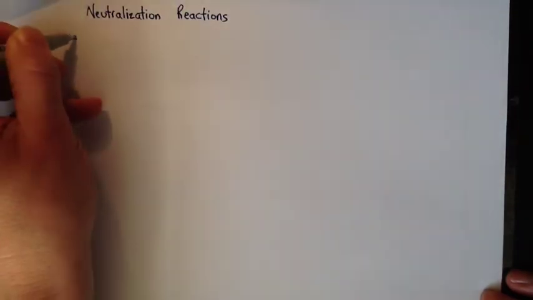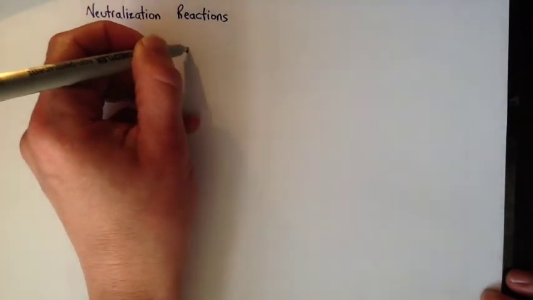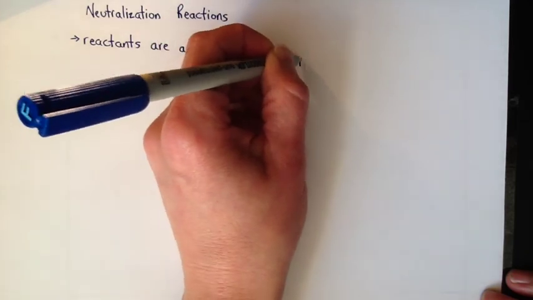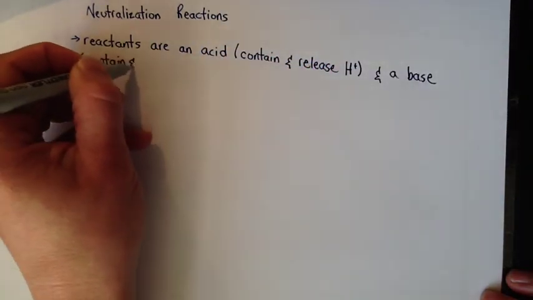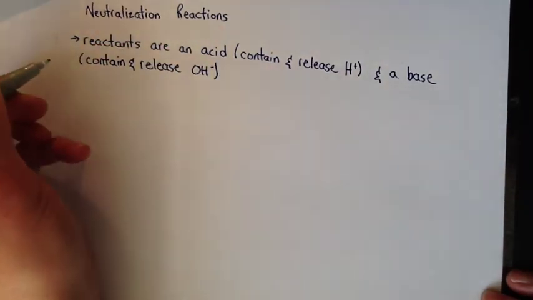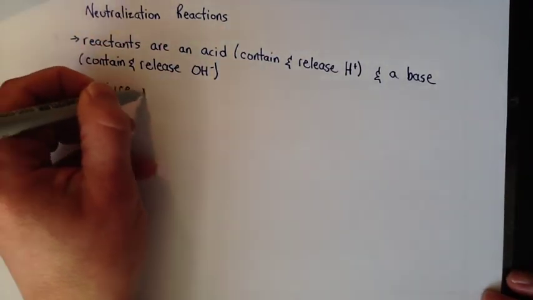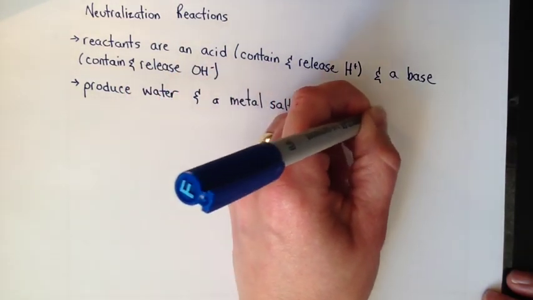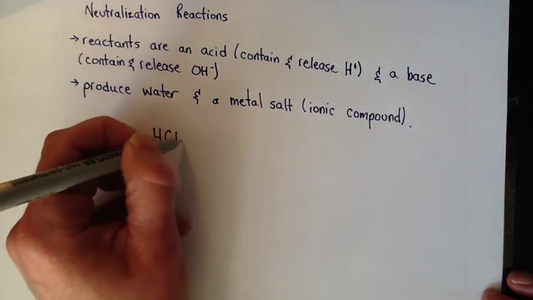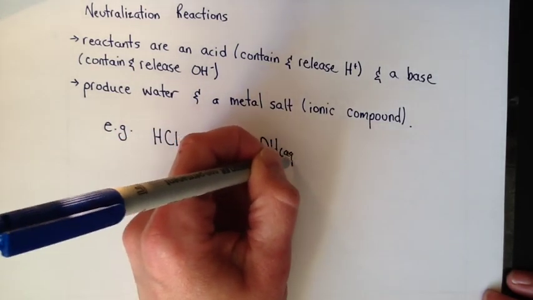The second type of double displacement reaction is known as a neutralization reaction. In this case, the reactants are an acid, which is something that will release hydrogen ions in solution, and a base, which will release a hydroxide ion. The products of a neutralization reaction are always water and a metal salt, or simply an ionic compound.